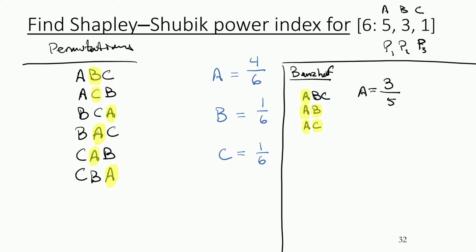A has 3/5 of the power, 60%. B and C both have 20%, 1/5 and 1/5. So Shapley-Shubik, at least in this situation, says that Mr. or Ms. A has more power than Banzhaf says they do. In Banzhaf land, it's 3 times as much power. In Shapley-Shubik, it's 4 times. Suffice it to say, person A has a lot of power compared to persons B and C.